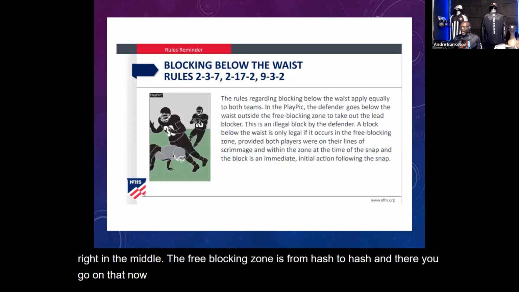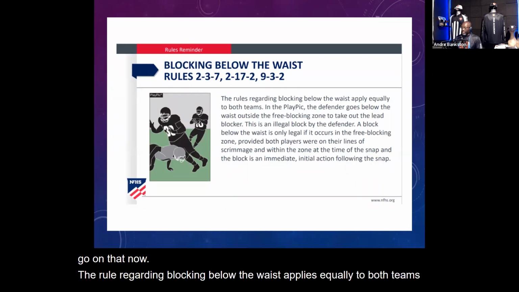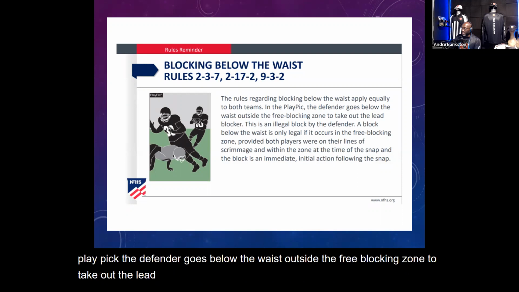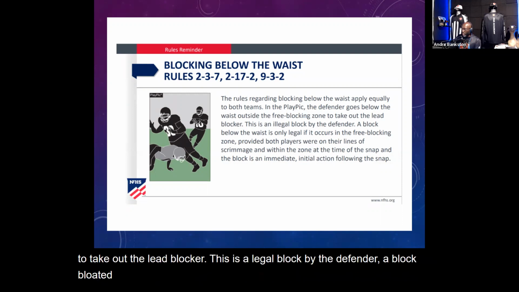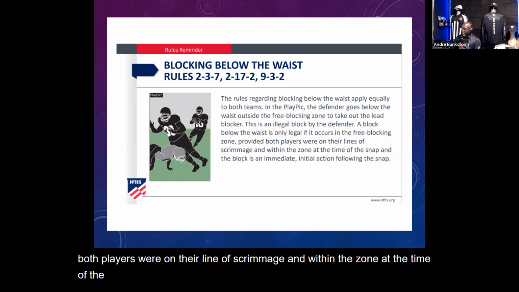Now, the rule regarding blocking below the waist applies equally to both teams. In play pick A, the defender goes below the waist outside the free blocking zone to take out the lead blocker. This is a legal block by the defender. A block below the waist is only legal if it occurs in the free blocking zone, provided both players were on their line of scrimmage and within the zone at the time of the snap, and the block is immediate, initial action following the snap.